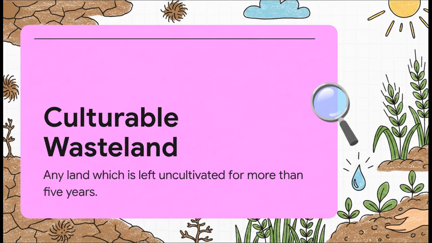Now, what's really interesting is when you contrast that barren land with what we call culturable wasteland. This is land that has been left fallow or uncultivated for more than 5 years. It might look totally abandoned right now, but the key word here is culturable. Through modern reclamation practices, this land actually holds serious future potential. It can absolutely be brought back to life and added right back to our active balance.